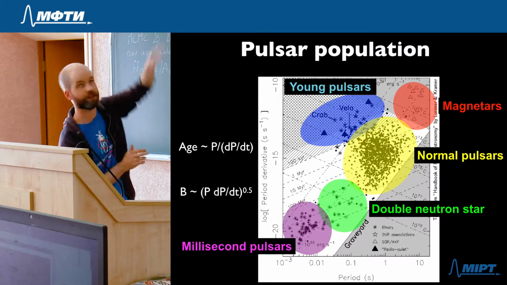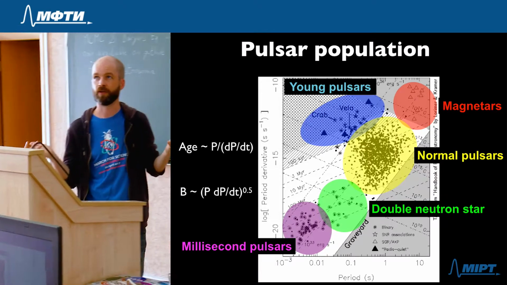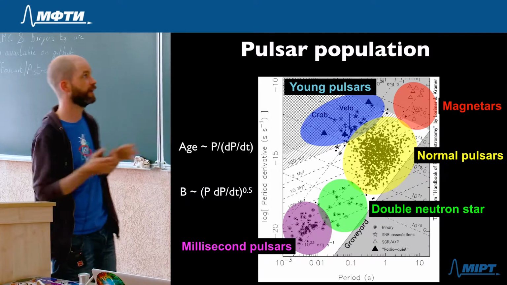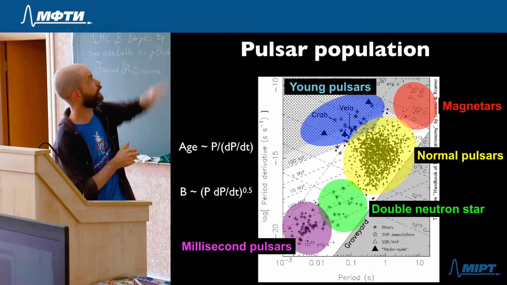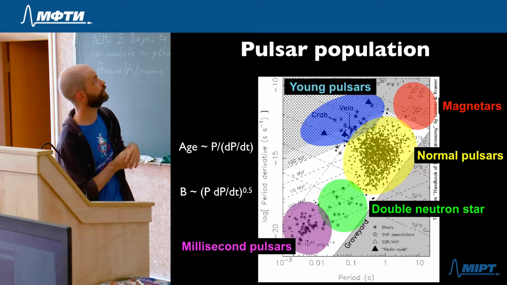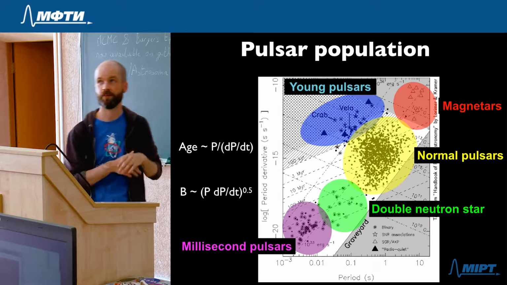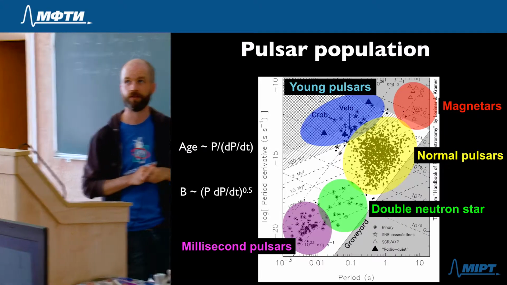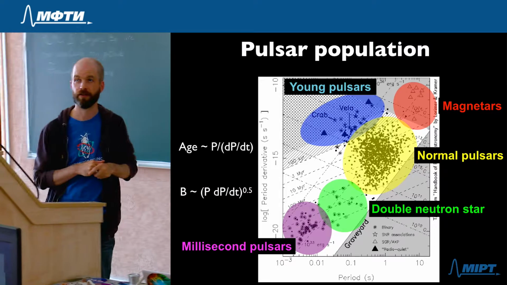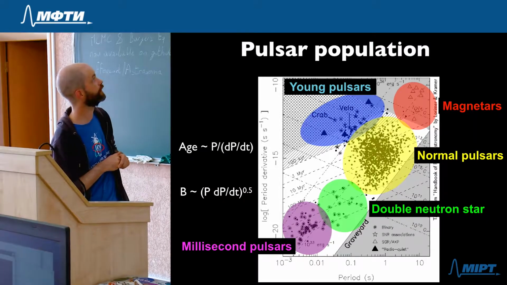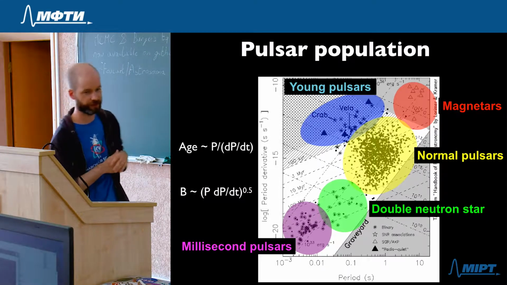We can see a population of young pulsars, typified by the Crab pulsar and the Vela pulsar, sources that are maybe only a few thousand years old at most. A bulk of the population called normal pulsars, double neutron star systems, which have led to incredible tests of general relativity and the Nobel Prize therefore from the Hulse-Taylor system, and also millisecond pulsars.